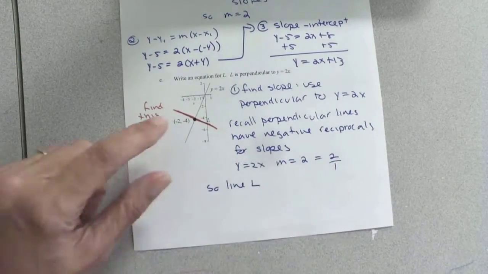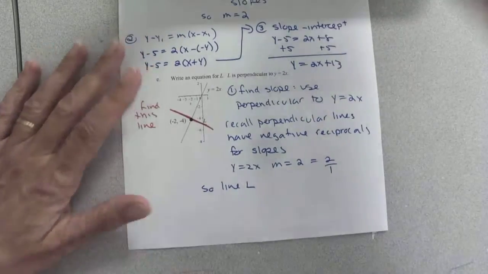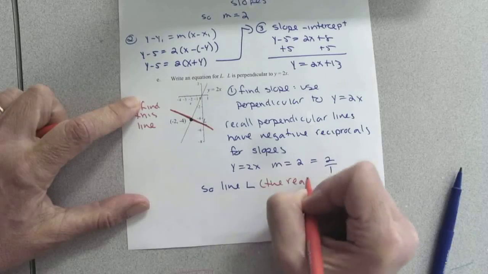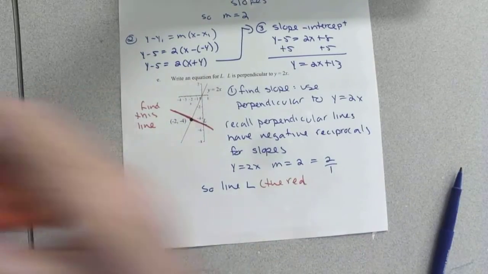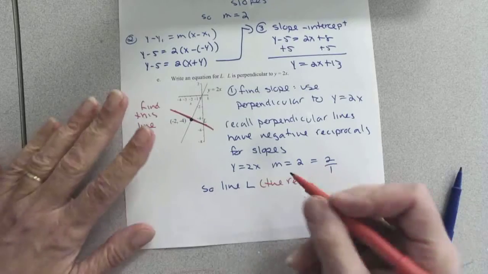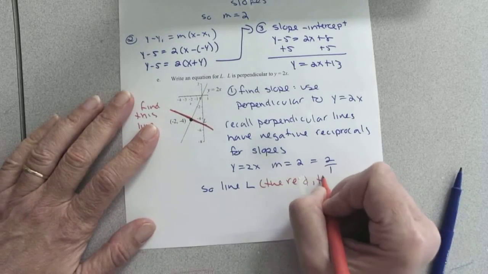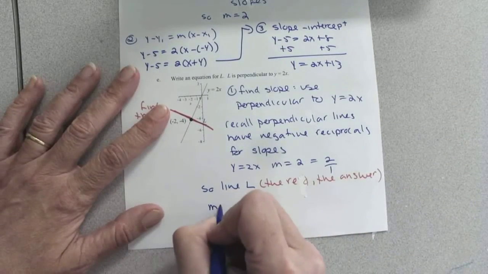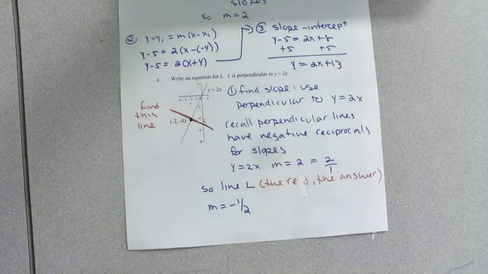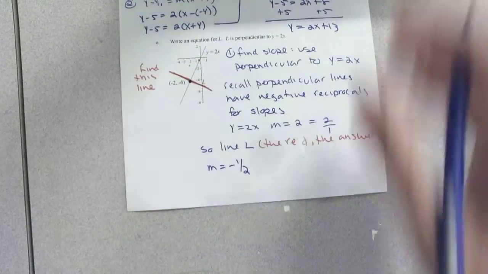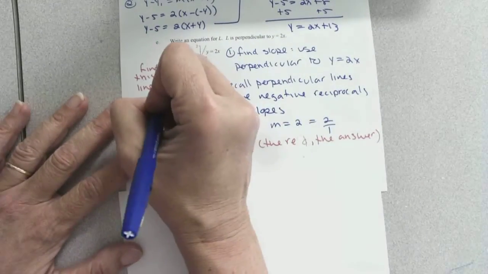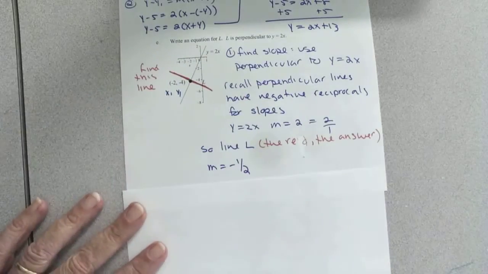So line L, the guy we're looking for, the red line, the answer, m will equal negative 1/2, negative reciprocal. And then once we do that, same steps as before. They told me a point. There's my x1, y1.